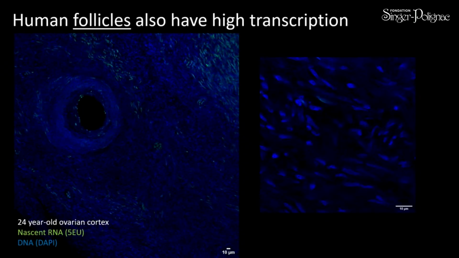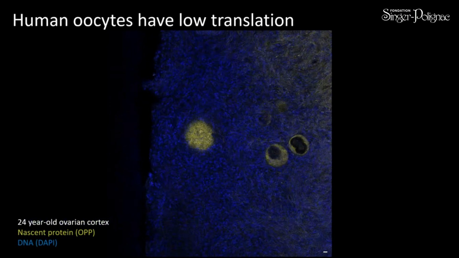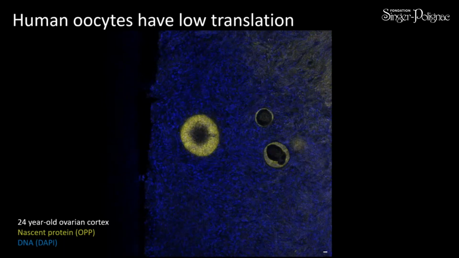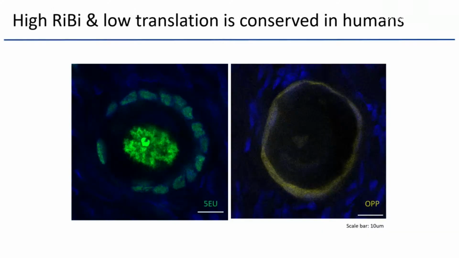And if we check the translation rate in humans, here now we see that the follicles are actually shining, but the oocytes are dark, showing that the oocytes are also translating less. So indeed, we have high ribosomal biogenesis and low translation, and this is also conserved in humans.